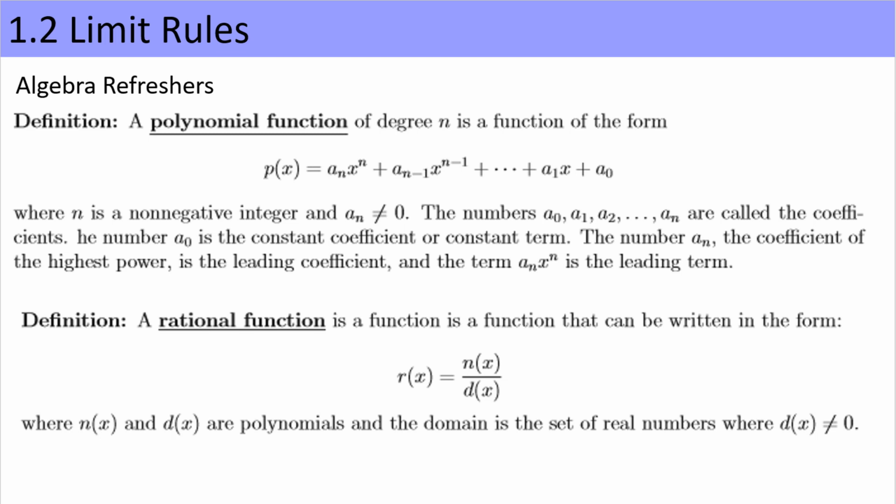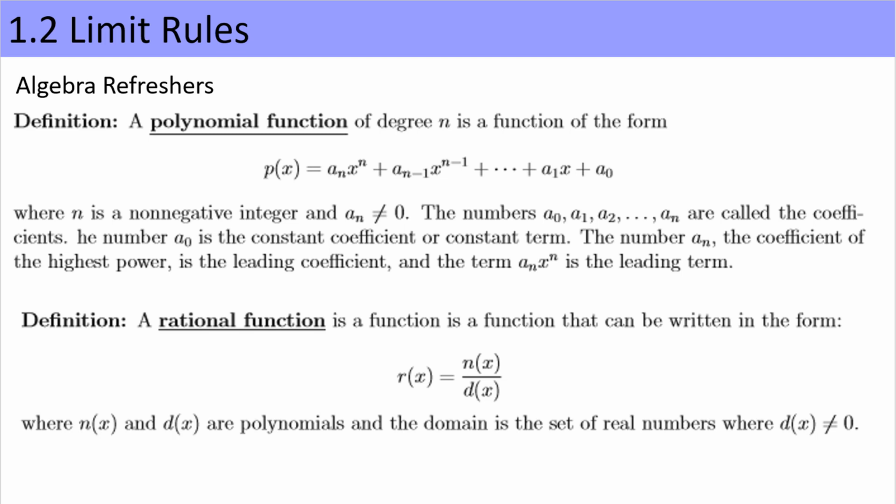The numbers a sub 0, a sub 1, a sub 2, ... to a sub n are called the coefficients. The number a sub naught is the constant coefficient or constant term. The number a sub n, the coefficient of the highest power, is the leading coefficient, and the entire term a sub n x to the n is the leading term.